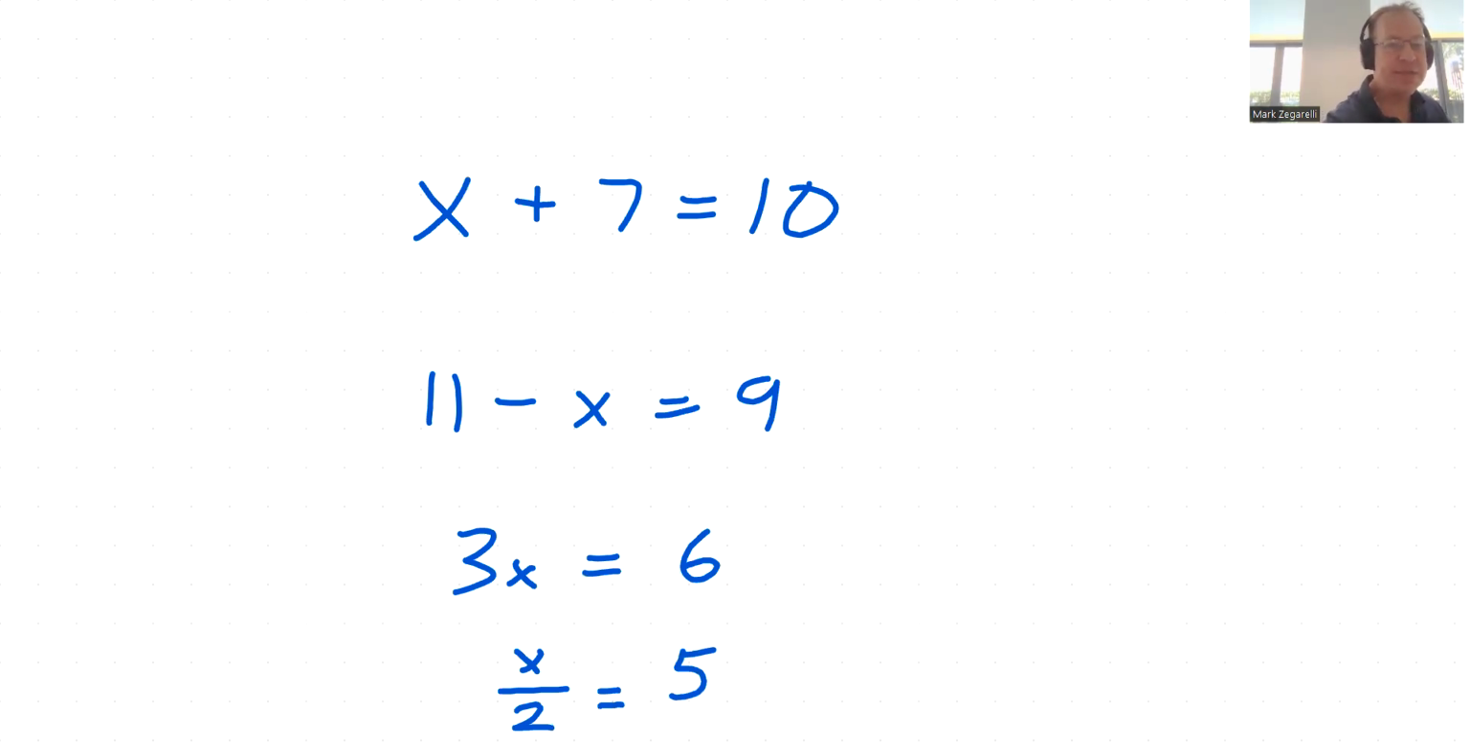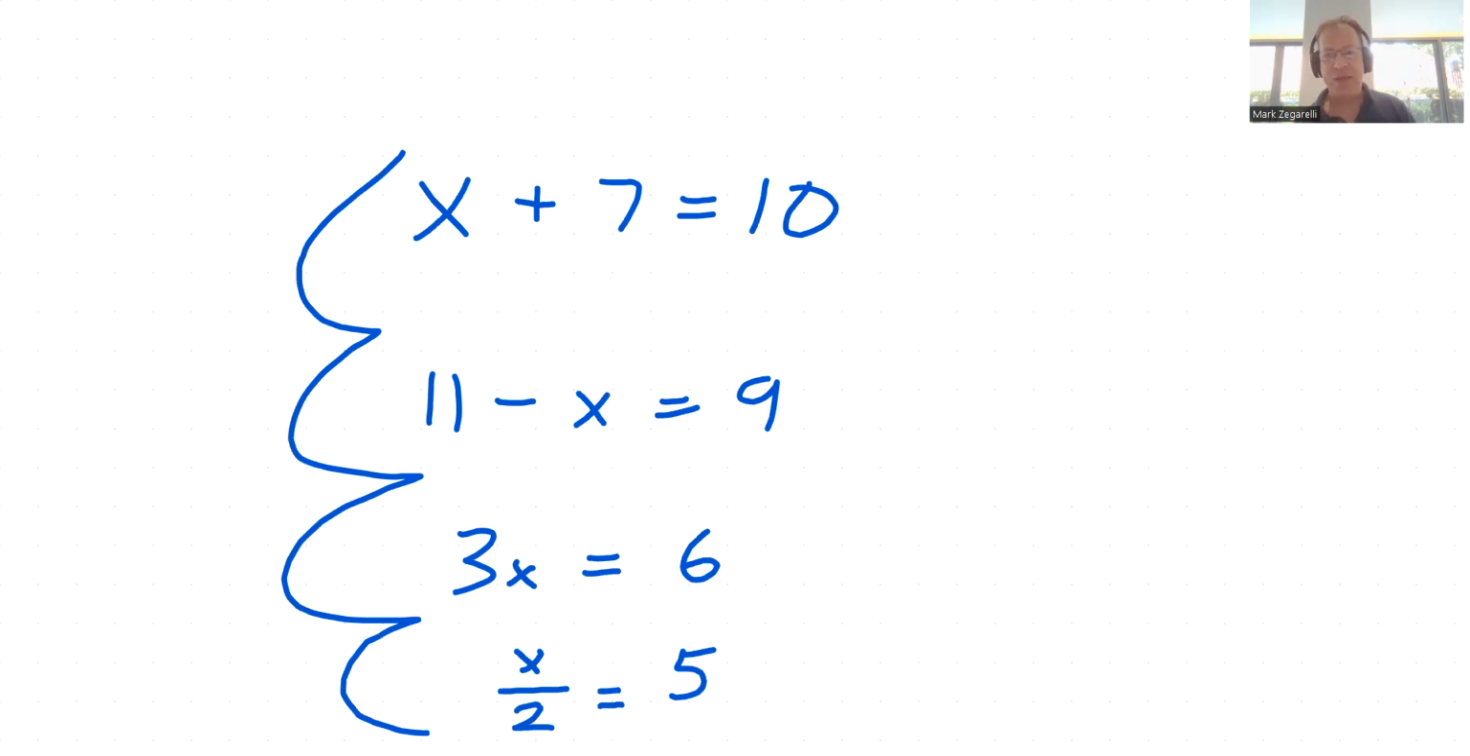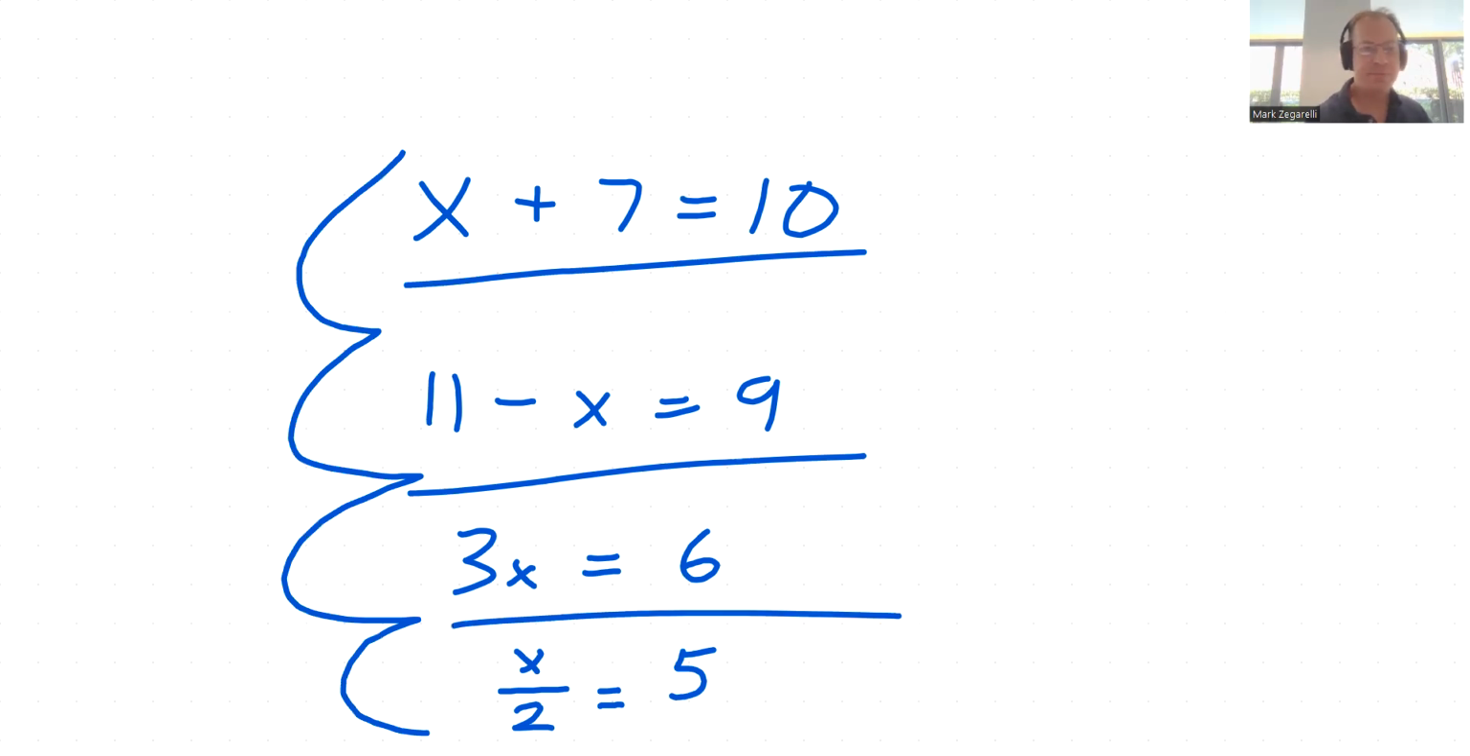Now, notice that x is different in all four of these cases, okay? So these are four separate problems. In a single problem, a letter like x, a variable, will only be one value. But these are four separate problems, so we're not going to worry about that.